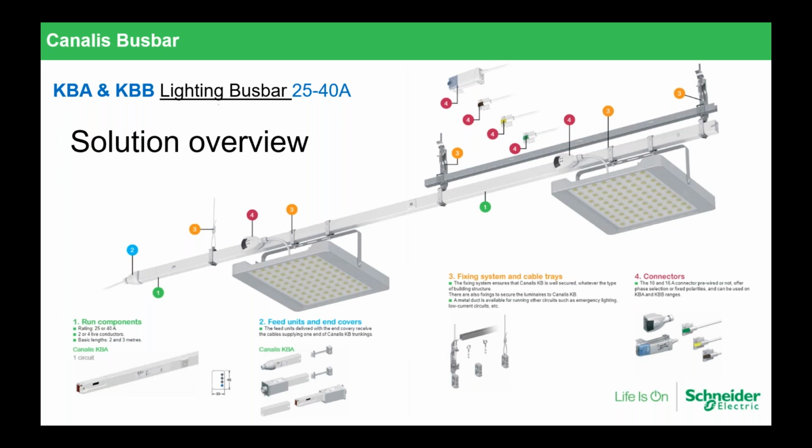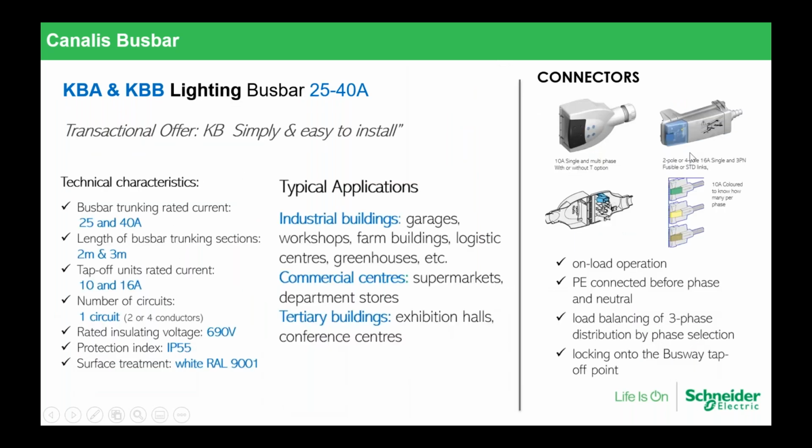And as I said, we have a brand new catalog on the transactional offers covering KB, KN, and KS, and it's shared in the chat. So please feel free to open it and use it. Every range, either KB, KN, or KS, has this panorama, so you can be sure you have all the components. Here we don't have accessories, but the fifth component was accessories. You need to know the run components, you need to choose the feed units, the fixing system, and the connectors of the tap-off. So you have this view on the solution.